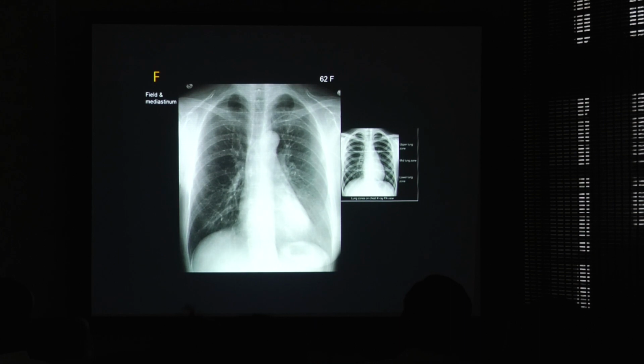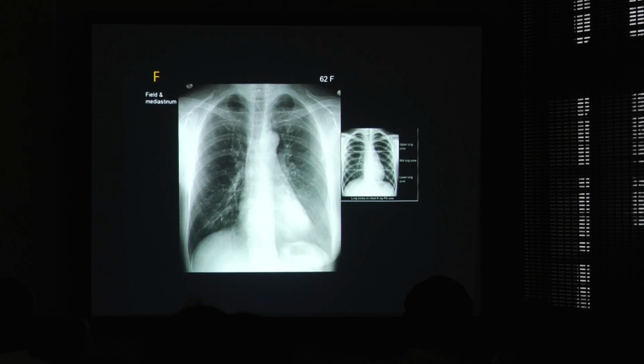Now we have come to the evaluation of the lung field and the mediastinum. For the lung field evaluation, you divide the lung into 3 equal parts. And if one side is normal, you can compare one side with the other. So in this particular case, if you compare one side with the other side, you would have found some abnormality. Yes or no? Yes.